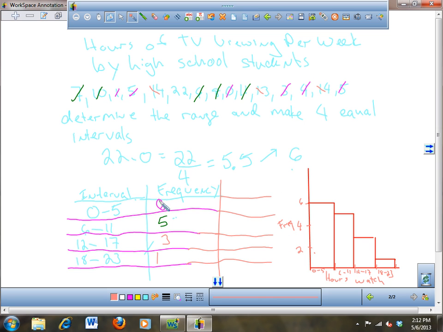Where do most of the students fall as far as hours of TV watched per week? Okay? 0 to 5 or 6 to 11, in this range, right? So that kind of makes sense because that's like an hour of TV a day, right? And then here, this is 18 to 23. If you divide 21 by 7, you get 3 hours a day. So some people, in the extreme case, are watching this much TV a day.